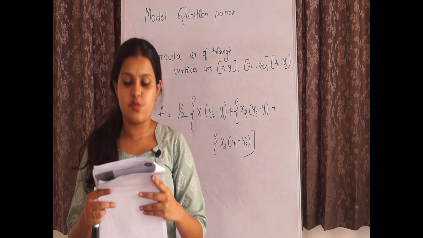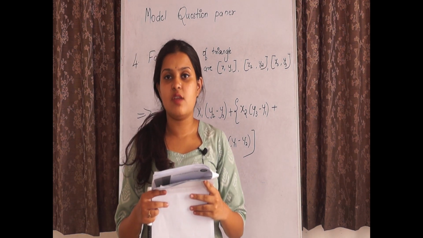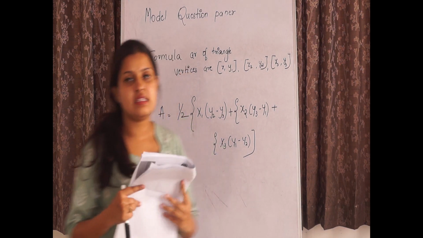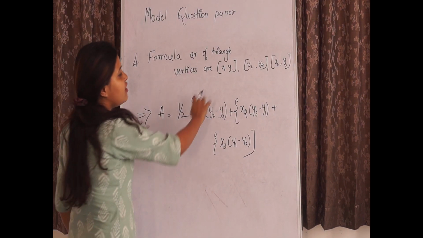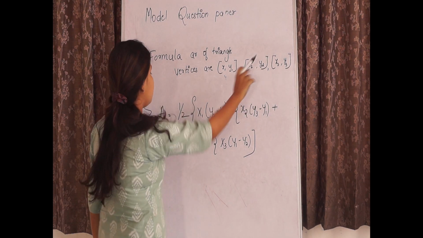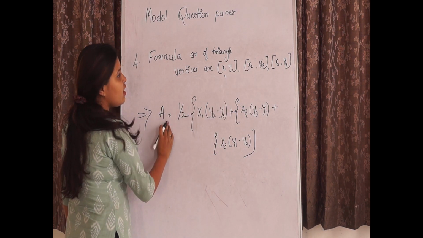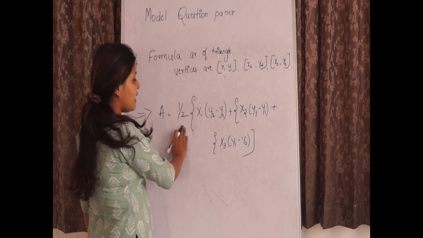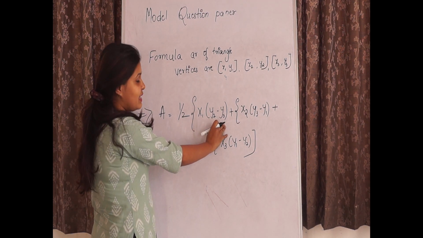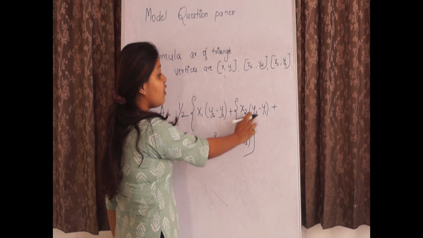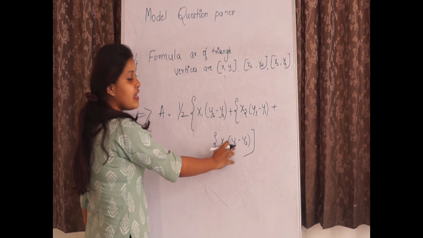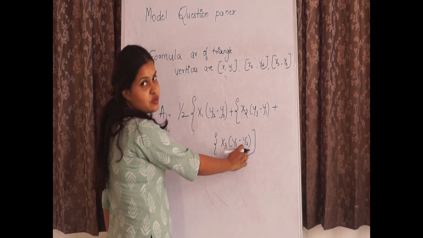Write the formula to find the area of a triangle whose vertices are (x1, y1), (x2, y2) and (x3, y3). Let's see the formula. The area of the triangle is equal to 1/2 [x1(y2 - y3) + x2(y3 - y1) + x3(y1 - y2)].